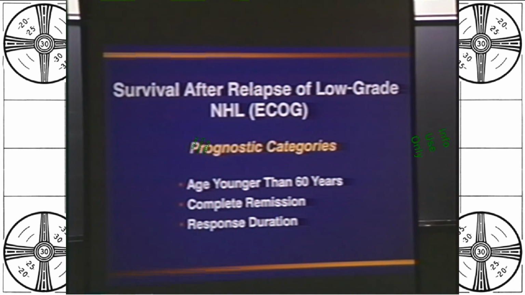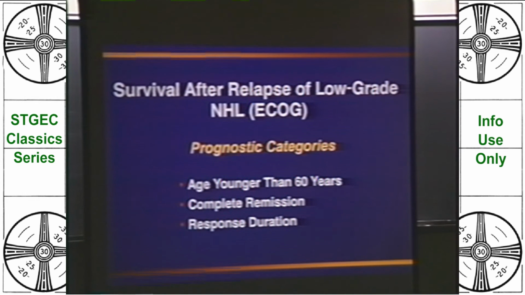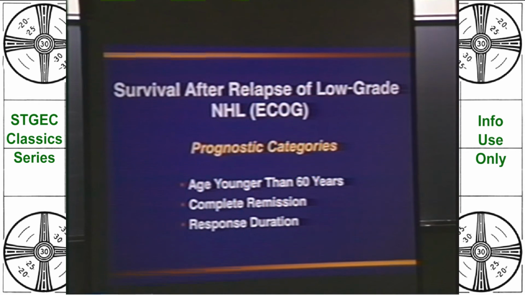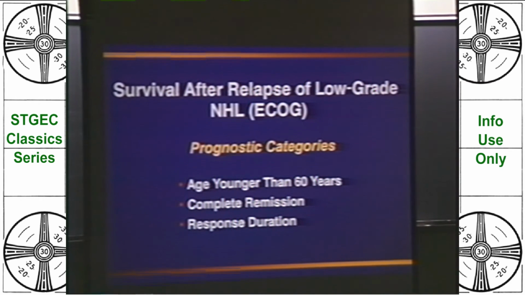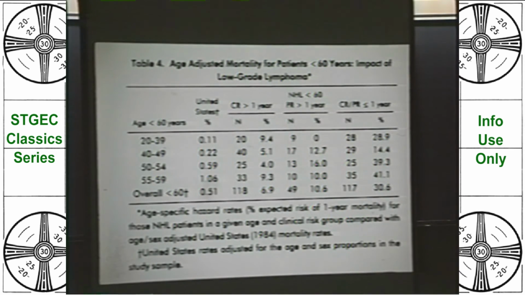One thing that you need to know is that one of the prognostic features in patients with low-grade lymphoma is age. Okay, if you're over 60, these diseases tend to behave a little bit more aggressively than if you're less than 60, and nobody knows why that is. The other one is response to chemotherapy.